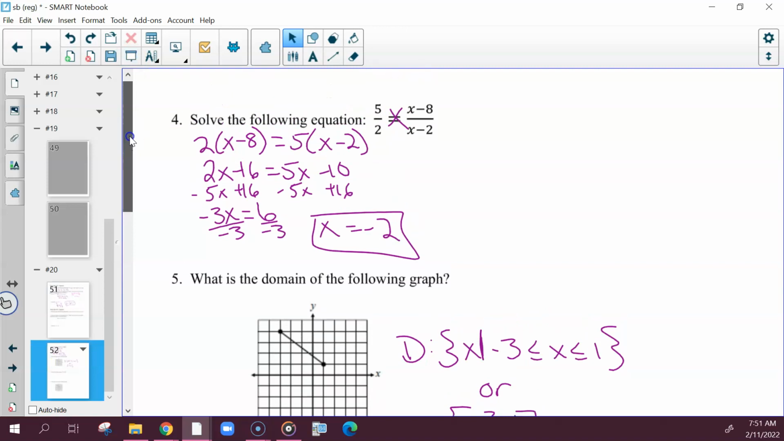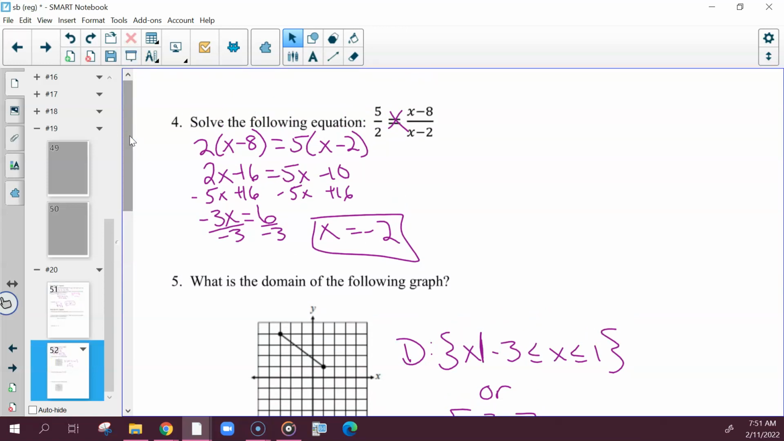Then on the back, number 4, we needed to solve the equation. It was a proportion, so we needed to cross multiply. After we cross multiplied, or multiplied diagonally, we need to distribute on both sides. Pick what you want to move and move it, and then divide, and you should get x equals -2. What questions on that one do we have?